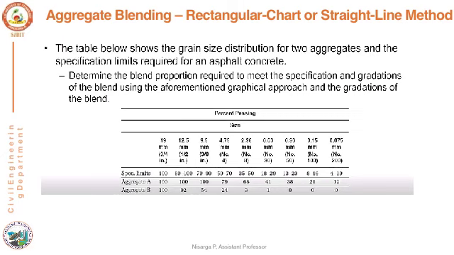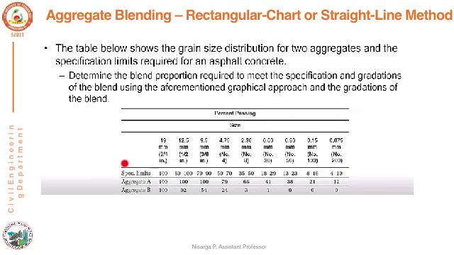Various graphical methods used to determine the aggregate blending involve the Rothfuss method, triangular chart method, and rectangular chart method. In this session we'll discuss the rectangular chart or straight line method of aggregate blending. Similar to the trial and error method, before we move on to the aggregate blending procedure, it is required to obtain the gradation of individual aggregates.